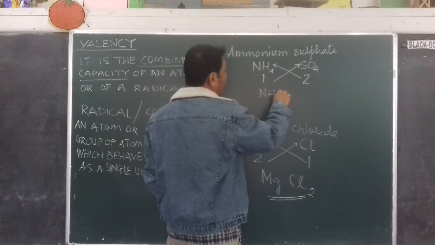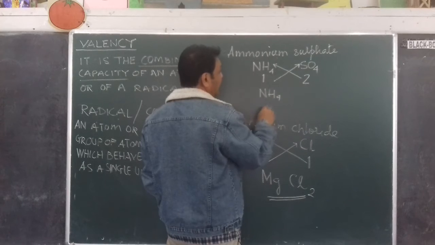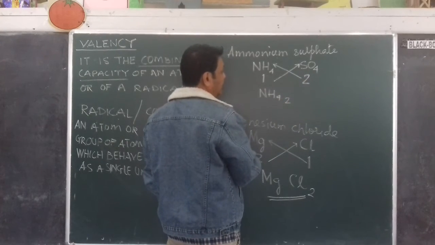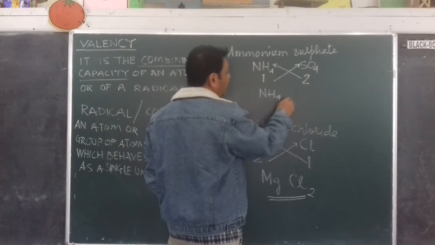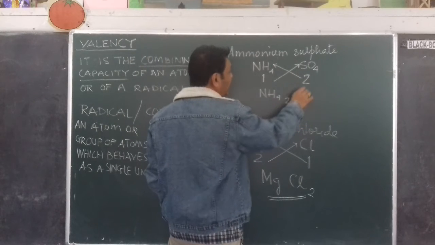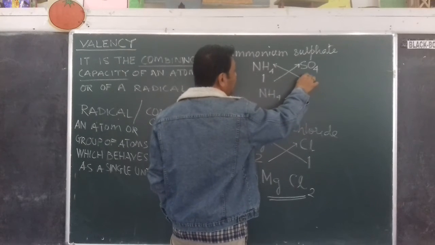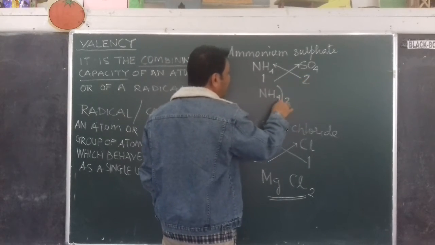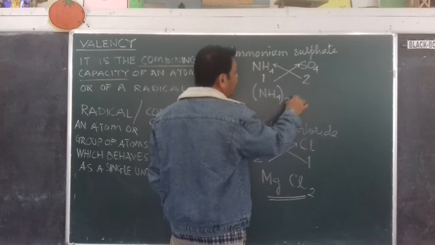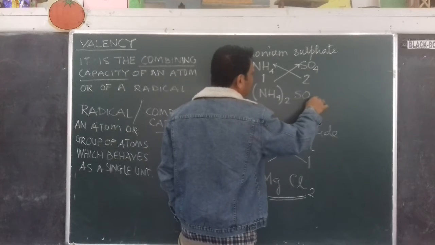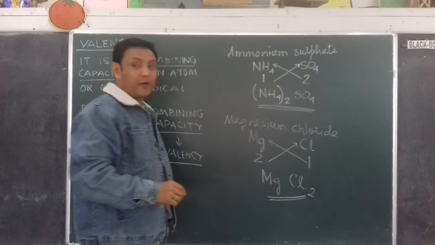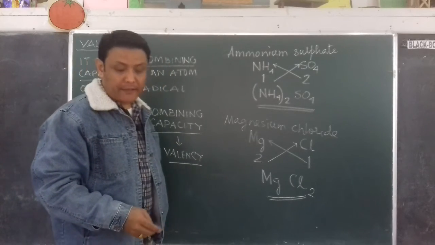NH4. Now this is a compound radical and we write 2, isn't it? But in a compound radical, if the valency is more than 1, that is 2, 3, 4, whatever, we put the compound radical inside the bracket. So (NH4)2 SO4. Is it okay? Right.